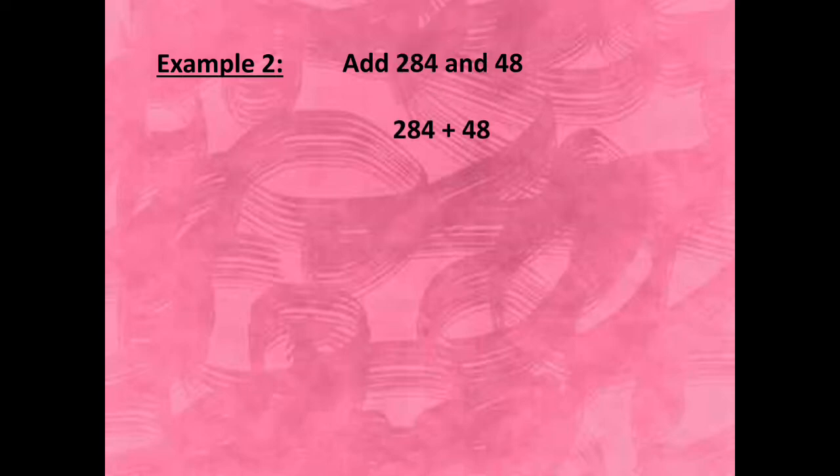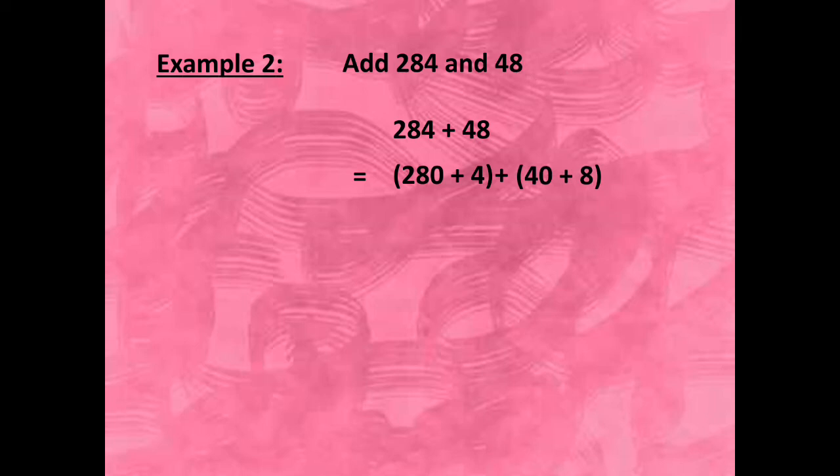Add 284 and 48, that is 284 plus 48. So we are going to split the first number and the second number. First number, we will change only the order of tens. So what is 284? That is 280 plus 4. Then 48 is 40 plus 8.